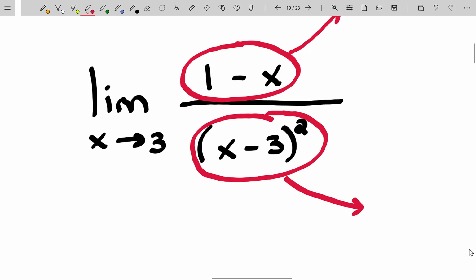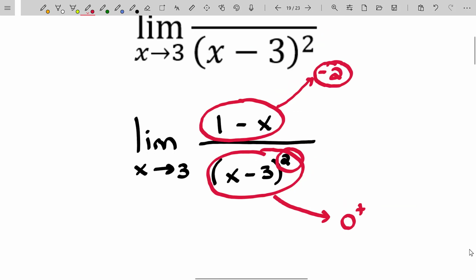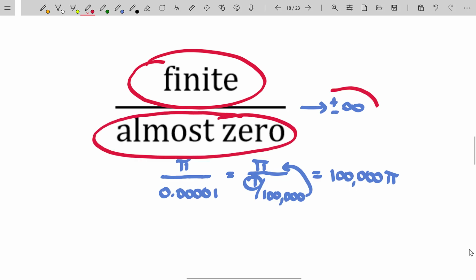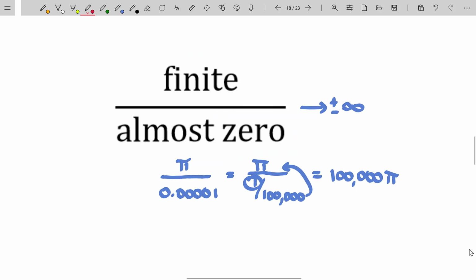That's very important. So it's approaching 3 minus 3, so it's approaching 0, but because it's being squared, and that's an important thing here, it's approaching 0 from above, from the positive side of 0. I have a finite number divided by something really, really small, something near to 0. Well, on the previous page, we already said if we have a finite number over something that's almost 0, that's going to be some level of infinity. And we're going to use the signs of those numbers to tell us if it's plus or minus infinity.